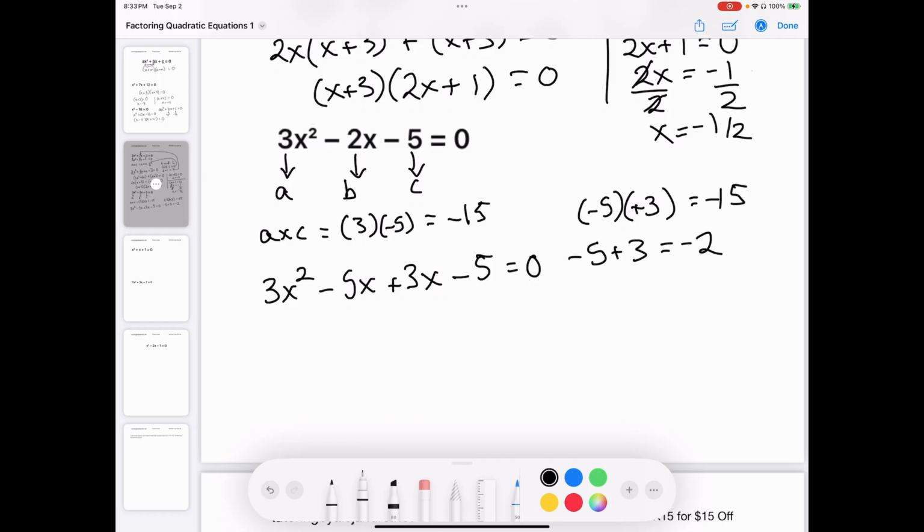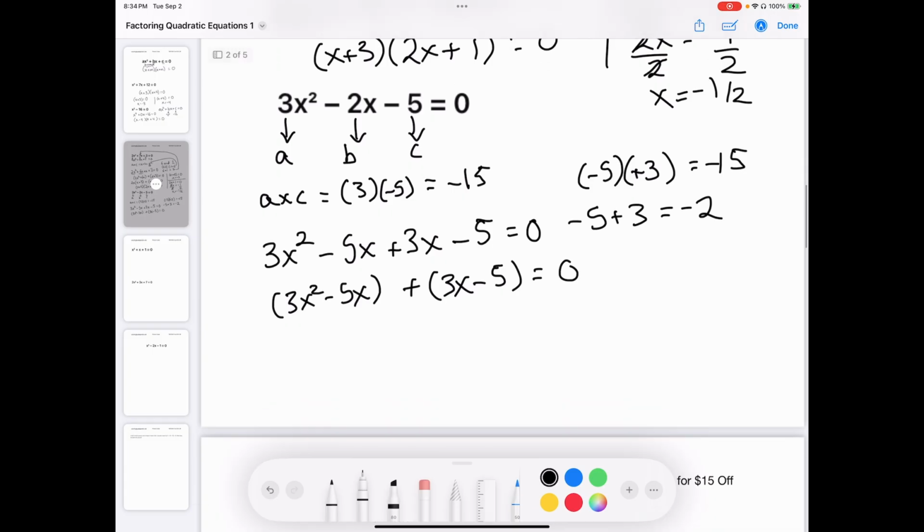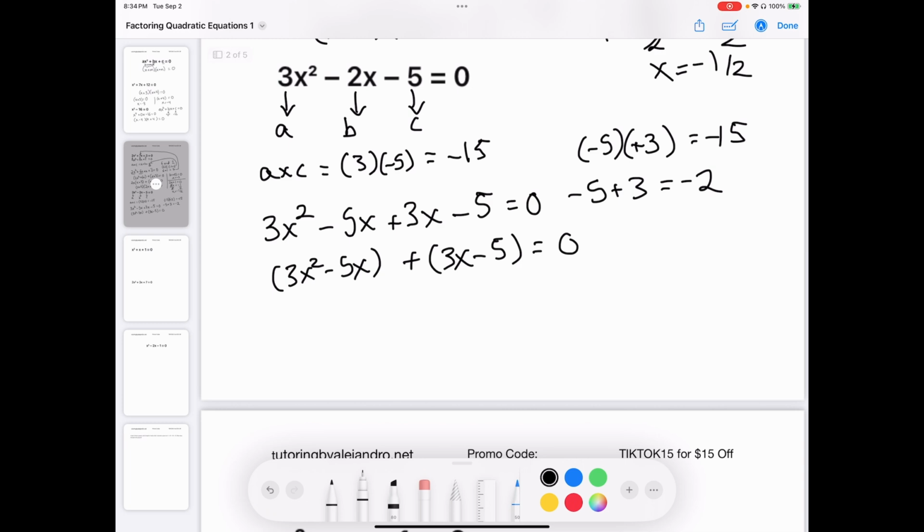Great. Now let's group them in two different groups, right? We're going to have 3x squared minus 5x, and that's our first one. And then you have 3x minus 5, all of that equal to 0. Okay, great. Now we're going to have to implement common factor. I've never actually made a video on common factor, but I feel like I have at this point. We've used it plenty of times.